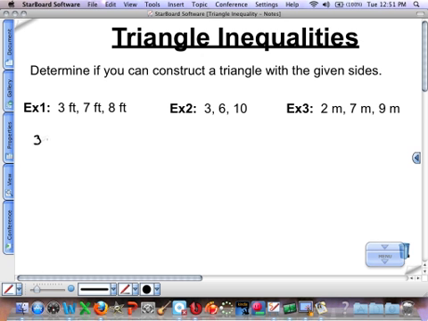So we need to check. Is 3 plus 7 greater than 8? Well, what's 3 plus 7? 10. Is 10 greater than 8? Yes. Then yes, this makes a triangle.